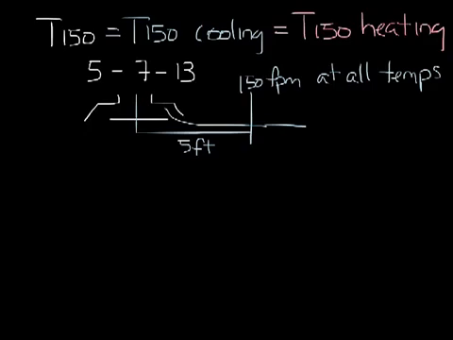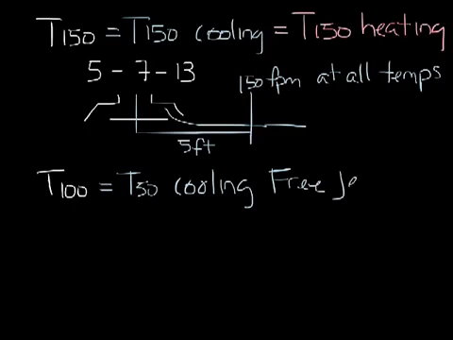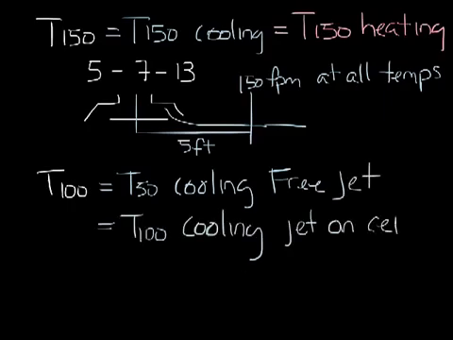The 100 feet per minute catalog throw number is useful because in cooling, the 100 feet per minute isothermal throw is equal to the 50 feet per minute cooling throw for a free jet, or the 100 feet per minute cooling throw if the air is moving along the wall. So let's draw this up on our diffuser drawing.